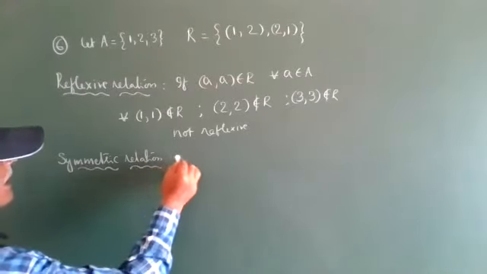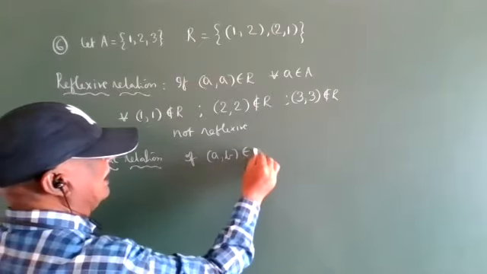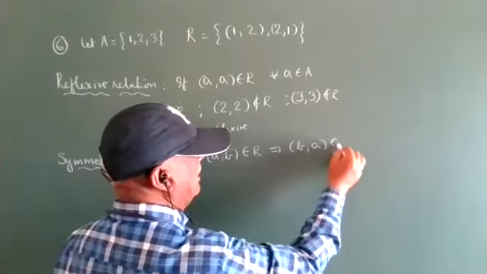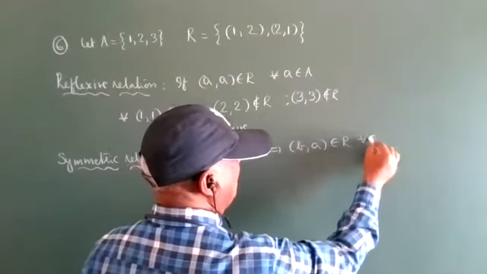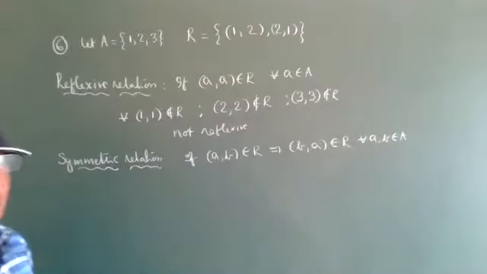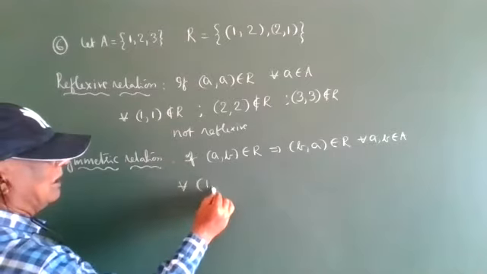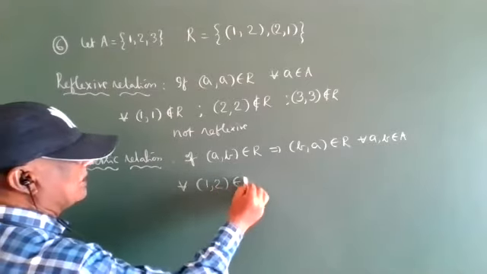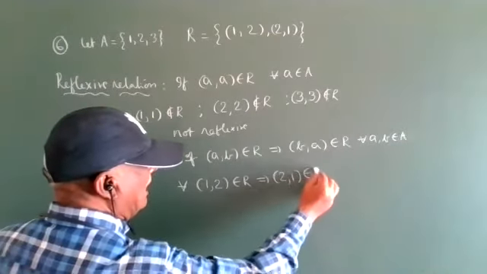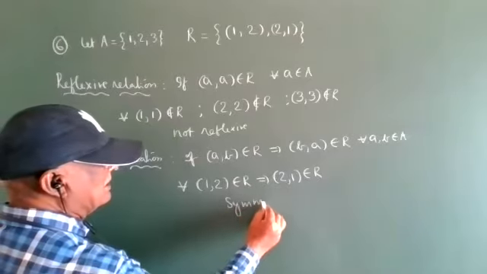What is the symmetric relation? First, the definition: if (a, b) belongs to the relation, that implies the reverse order (b, a) belongs to the relation, for all (a, b) in the set A. Okay? Now see, in R, for all (1, 2) belonging to relation R, its reverse order is also belonging to R. Therefore, symmetric relation.